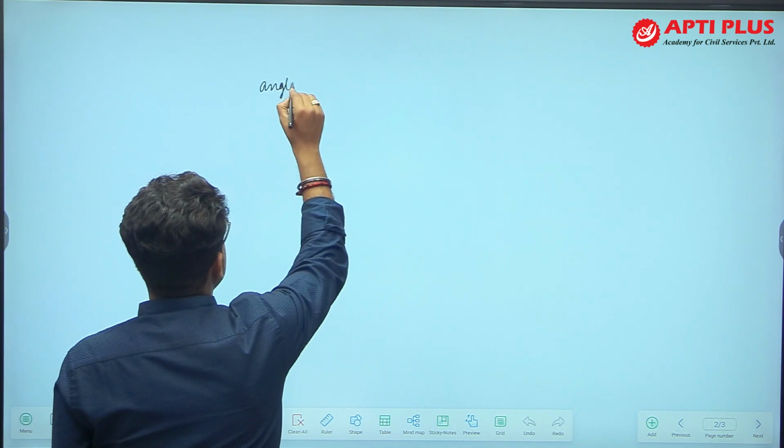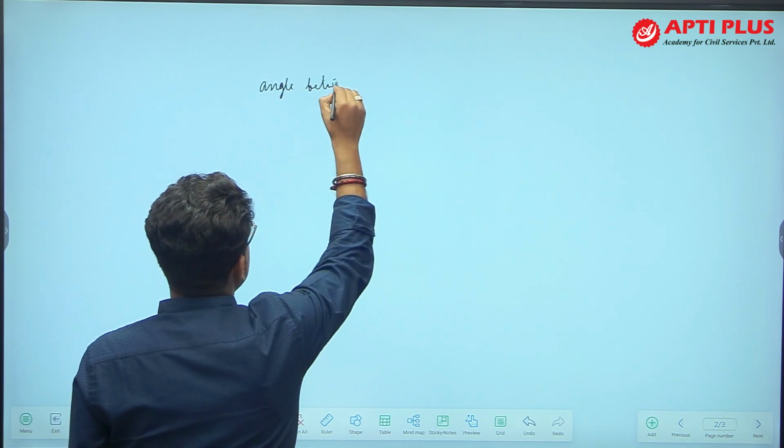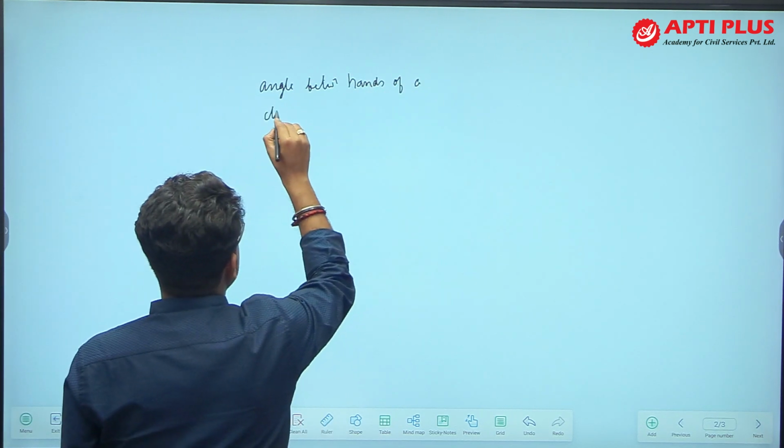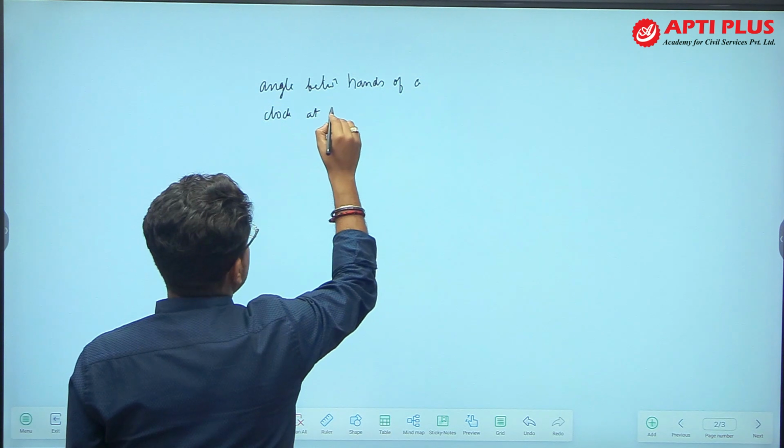So the question is: the angle between the hands of a clock at 4:40.